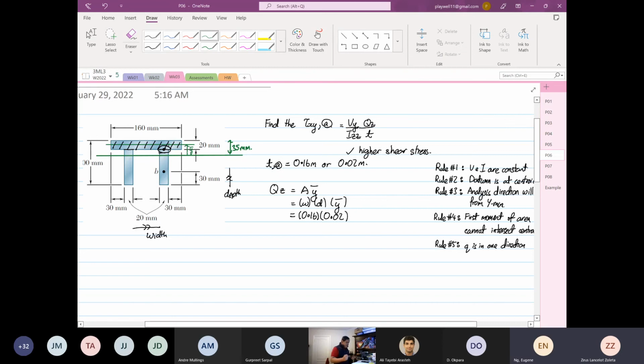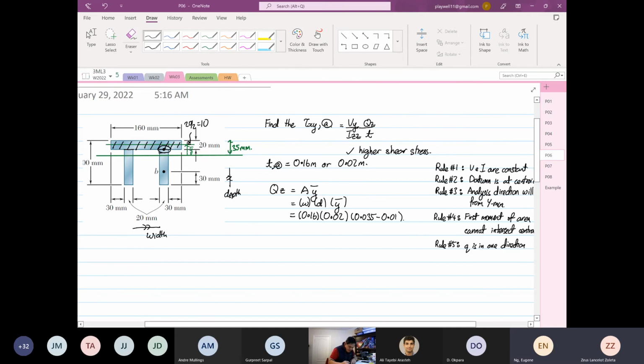Another way of doing this is to apply the formula that we have derived. Remember, we have c plus y divided by 2. Can we do that? Wait, no, you cannot do that because this is from the top. So you want to find this distance now. The distance from here to here is 20 divided by 2, this is 10. So y bar is equal to 0.035 minus 0.01. That is your y bar.